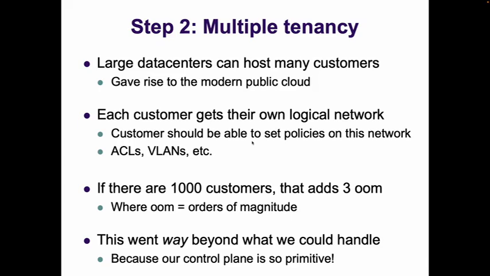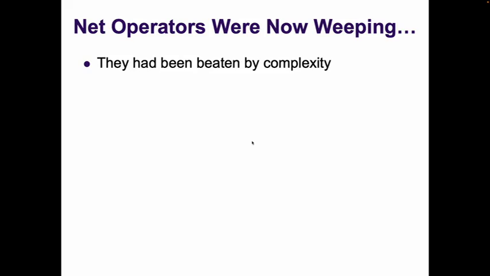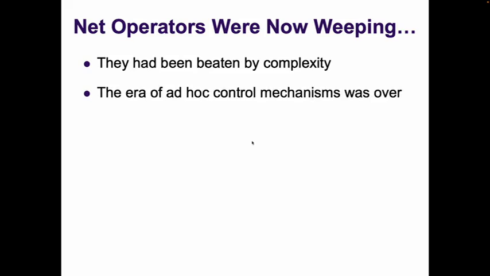Now, did we know that multi-tenant data centers were coming? Absolutely not. They came to us, but we had no idea they were coming. So these network operators were now weeping. They just could not handle this. They'd been beaten by complexity. And so the era of these ad hoc control mechanisms was over.